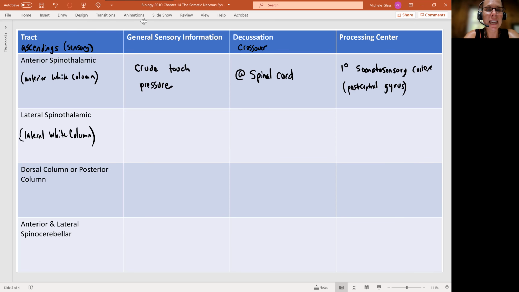These are all carrying sensory information. So the question is, what kind? And this is going to be carrying both pain and temperature information. Now it's easy for me to remember that pain and temperature information travels together because products like Icy Hot are really helping to trick the body in a way.